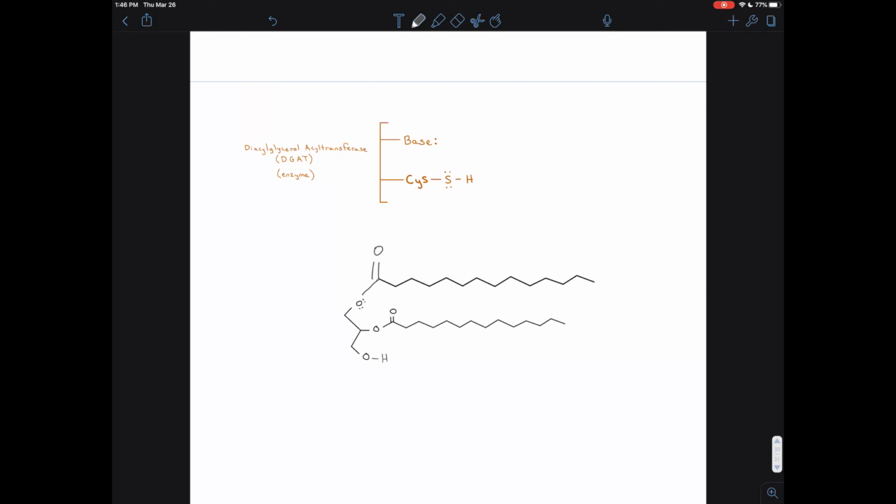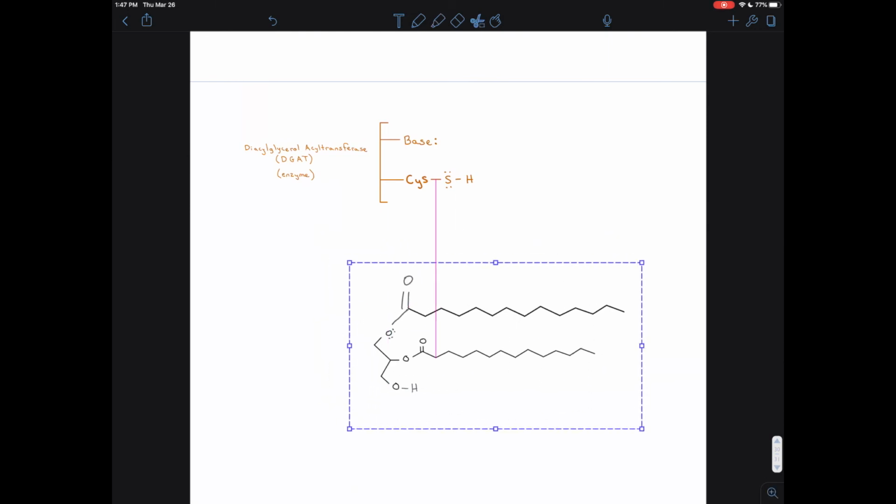So, because we're starting with a diacylglycerol, right, you have 2 acyl groups on your glycerol backbone, the enzyme is going to be different. It has to accommodate this different shape in its active site. So it's going to be called diacylglycerol acyl transferase, because we're transferring or putting another acyl group on here. So it's diacylglycerol acyl transferase, or DGAT, and it's just going to be a catalyst, a biological catalyst, an enzyme that's making this reaction go. And it has a cysteine on it, just like MGAT did.